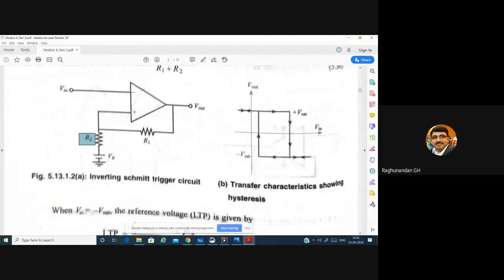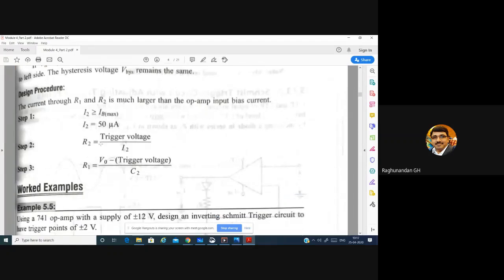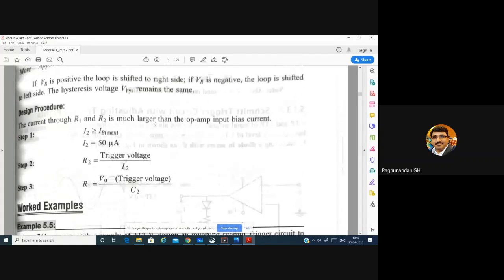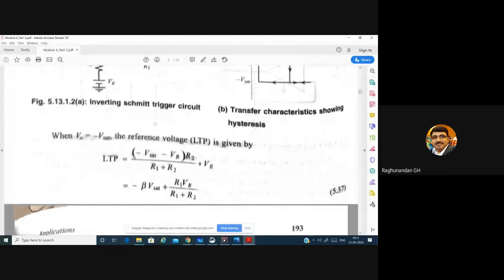What is IB max? It means the base current, because the positive terminal is connected to the inside of this op amp, which will have 2 transistors. As you know, this terminal is connected to the base terminal of one of the transistors. So we take the current across R2 as very much greater than IB max. That's why we take 50 microampere. This you have to remember. After that, R2 is equal to the triggering voltage by I2, and R1 is equal to V0 minus the triggering voltage by I2. The triggering voltage depends on what kind of reference voltage you are considering.